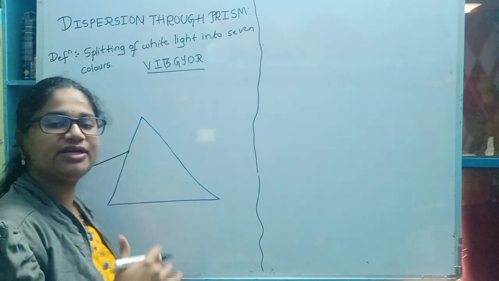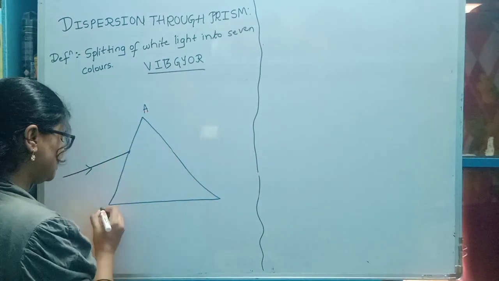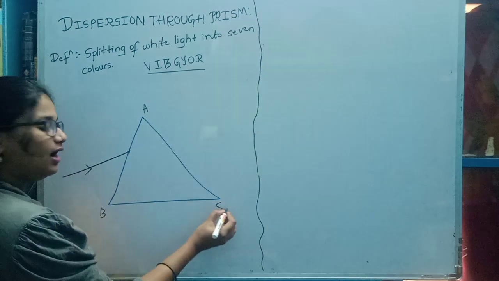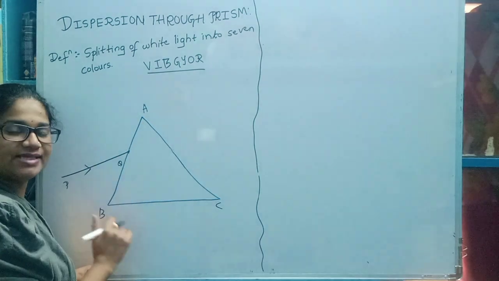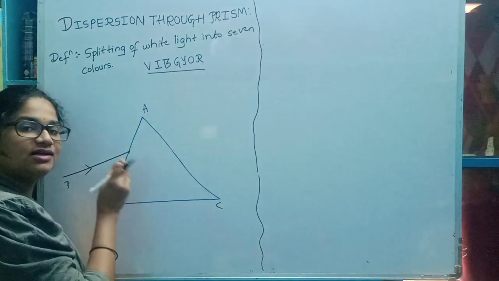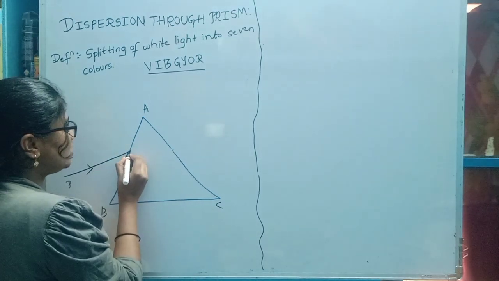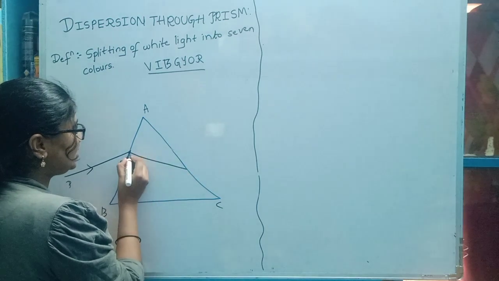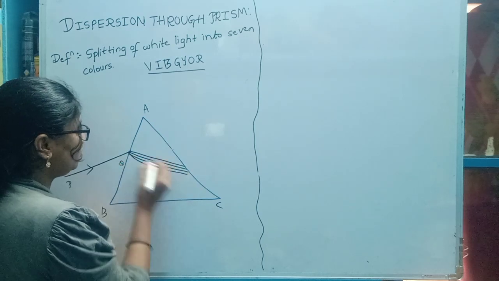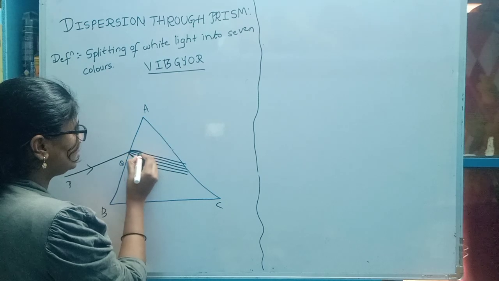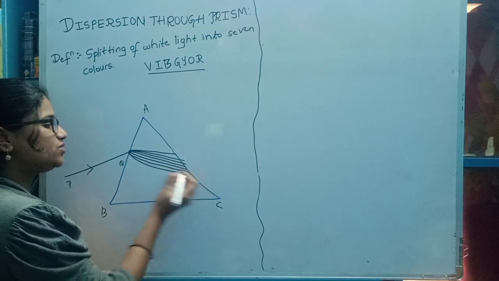So let us see how splitting of light takes place through the prism. For that we will consider a prism ABC. And a ray of light named PQ is incident on the surface AB. Here at this surface a refraction occurs, that is the bending phenomenon of light. Once the refraction occurs, we will get around 1, 2, 3, 4, 5, 6, 7. So we will get around 7 colors.